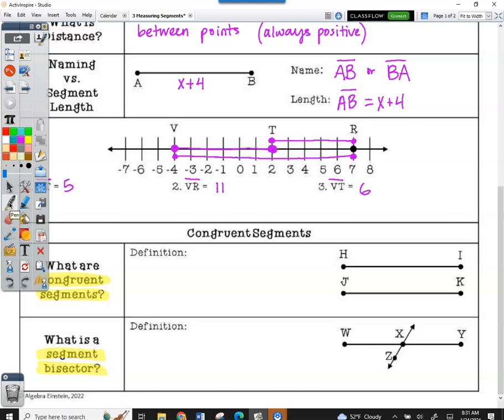What did we learn congruent means yesterday? Equal. Congruent means they're equal. They're copies. Same thing. So if we're talking about segments, what do you think it means? Congruent segments would be what? Same length. That's exactly the definition. Segments that have the same length.